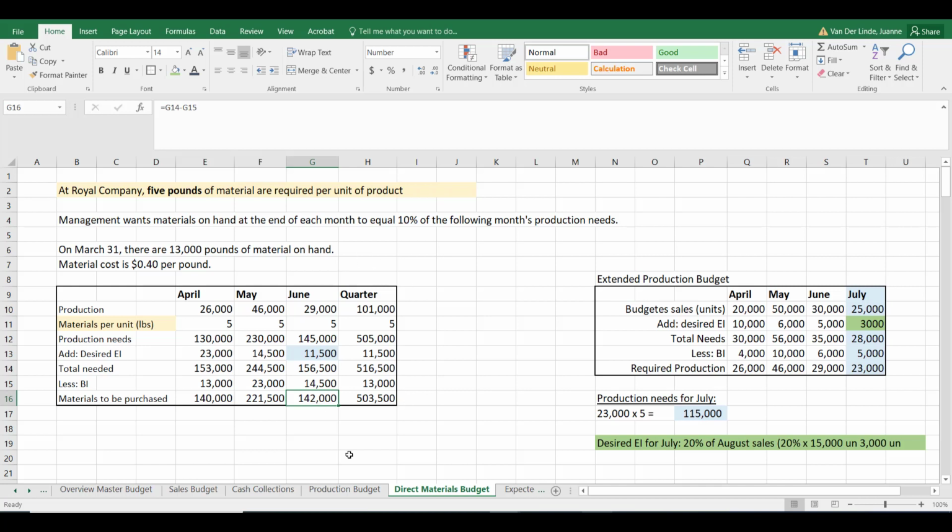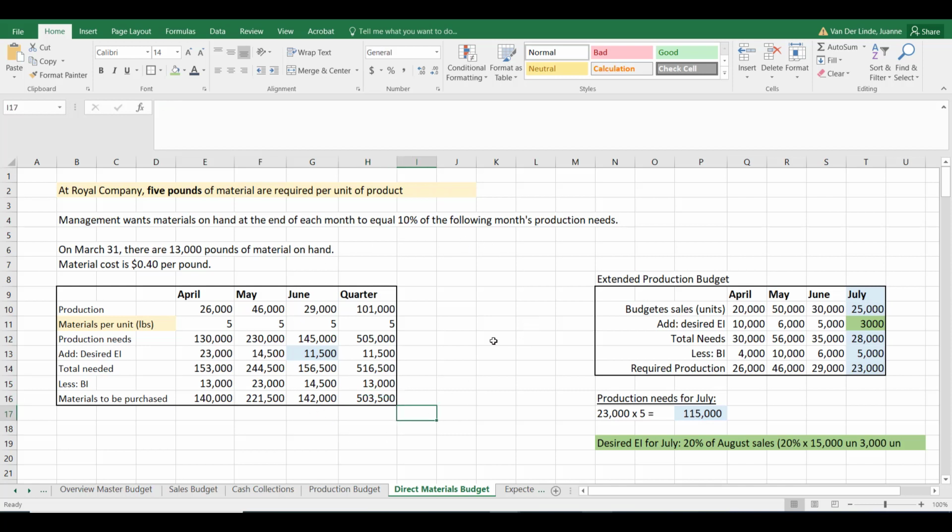And here we just have all those totals for the quarter. So we need 505,000 pounds of raw materials for the entire quarter, plus the desired ending inventory. Remember, what we end the quarter with is simply what we end June with. So for the quarter, we would need 516,500 pounds of raw material, minus what we started with gives us how much we would need to buy. So what we start the quarter with is simply what we started April with. So the total raw material needs for the quarter minus the beginning raw materials for the quarter is how many pounds of raw materials I would need to buy for the quarter.